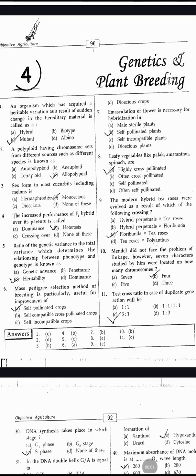Hello everyone. Let's start our S R Kantwa objective series. That is the fourth chapter, genetics in plant breeding. Let's start with our first question.